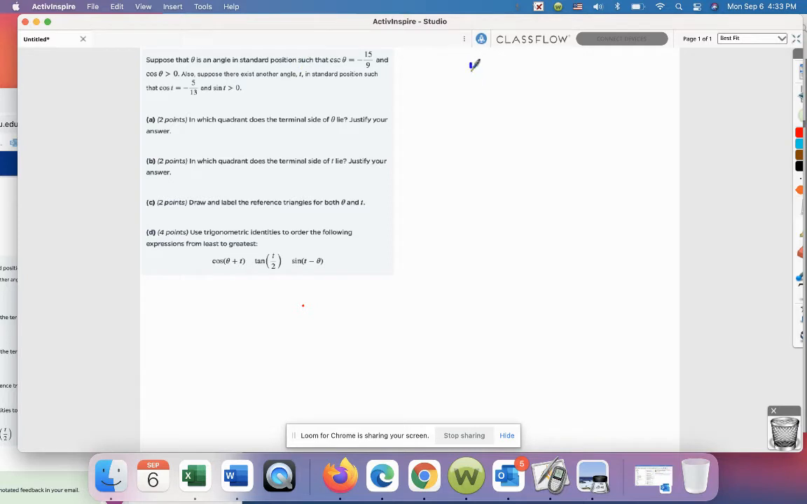Let's draw an XY graph. Okay, we got some angle, standard position. Standard position means at the x-axis, starting there, going opposite direction. That's the unit circle. It says cosecant theta is negative 15 over 9, and cosine of theta is greater than 0. Let's just focus on that.